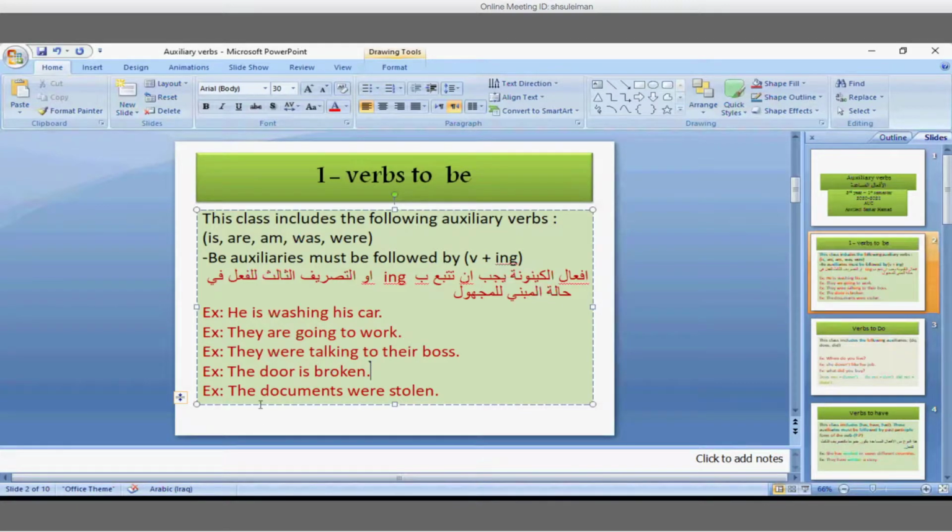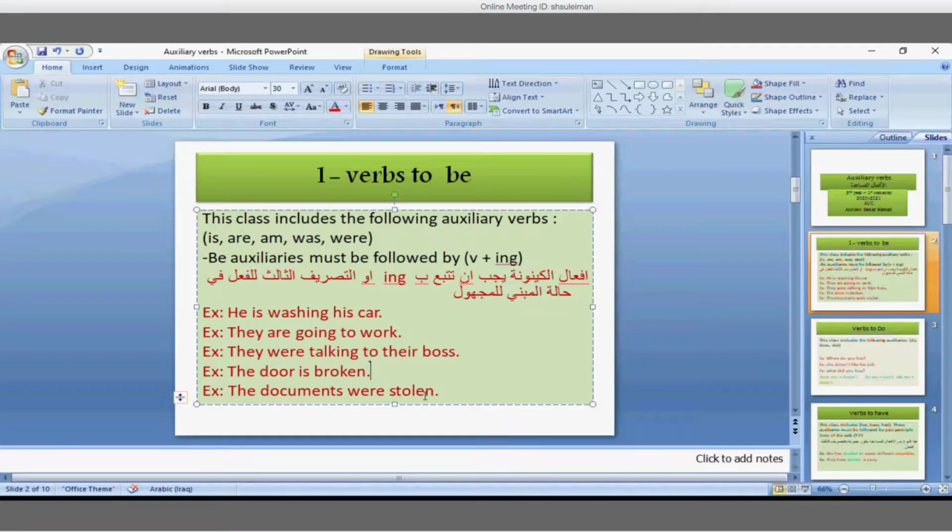Broken. The fifth example: the documents were stolen. The documents were stolen. So the documents جمع، استخدمنا auxiliary verb were which is one of the be auxiliaries and then the past participle form of the verb steal, which is stolen. ليش؟ لأنه هذه الجملة بالمبني للمجهول.